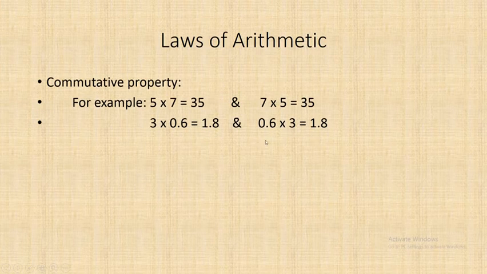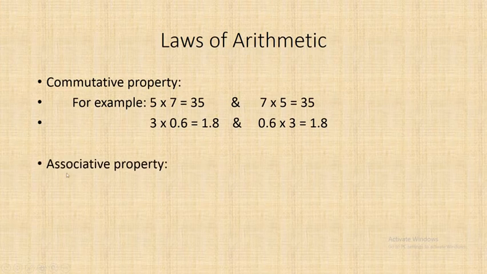So I changed the places, but the answer is still the same. And this is the commutative property. Okay, what about the associative property?